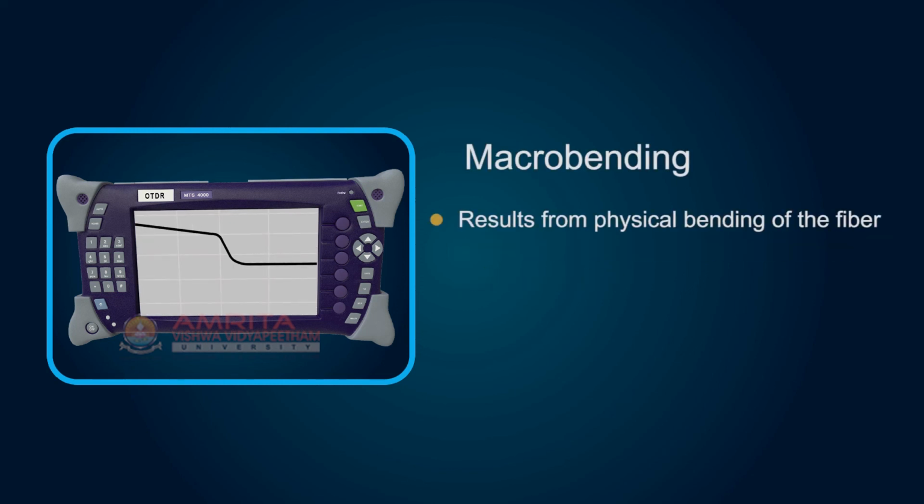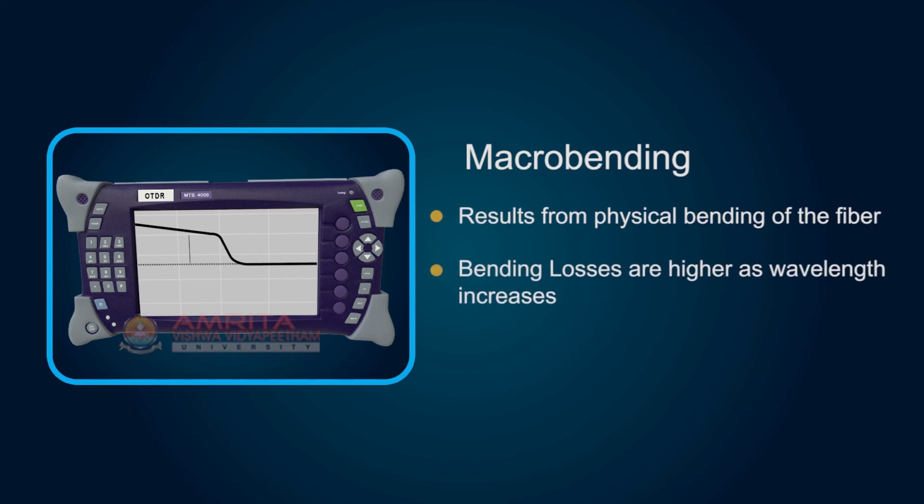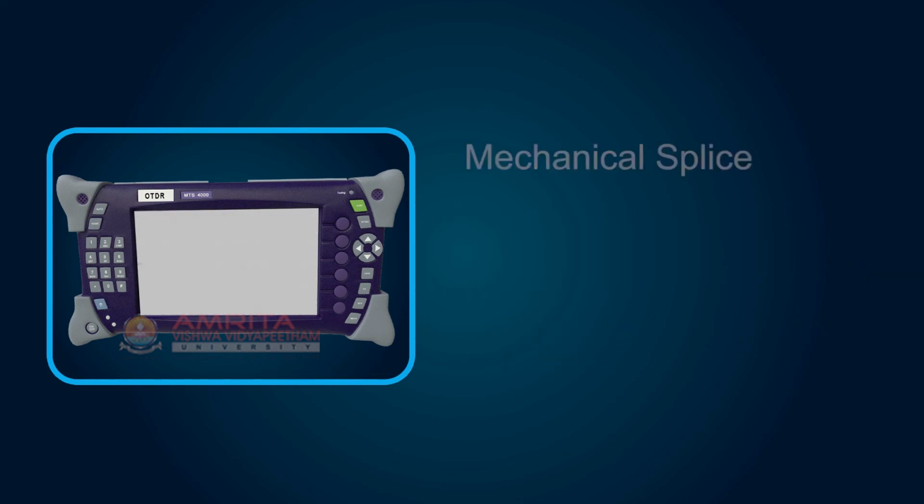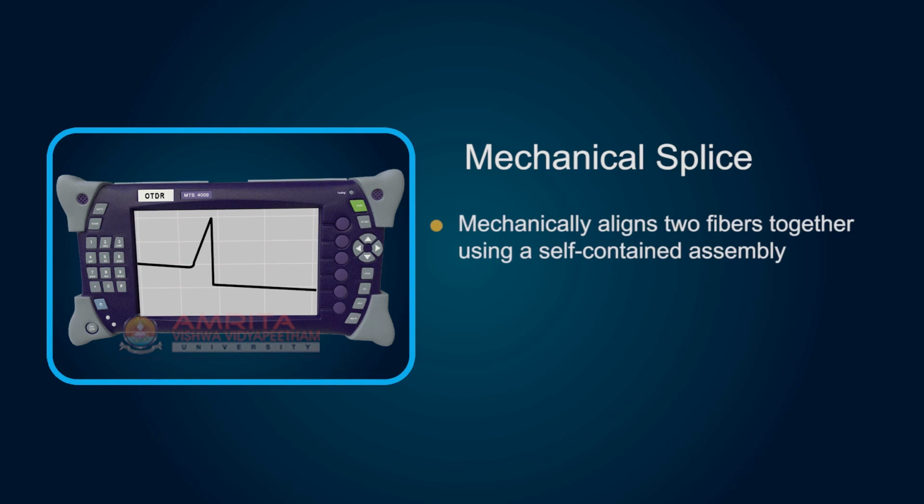Macro bending results from physical bending of the fiber. Bending losses are higher as wavelength increases. To distinguish a bend from a splice, two wavelengths are used, typically 1310 and 1550 nm. Mechanical splice mechanically aligns two fibers together using a self-contained assembly.